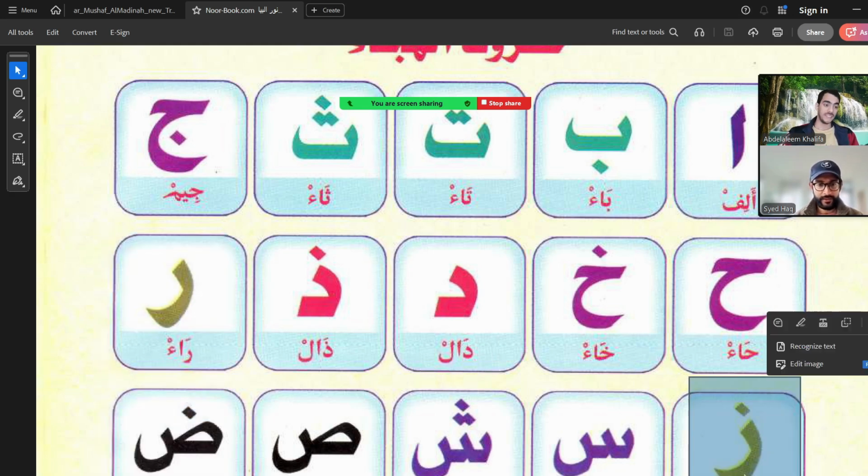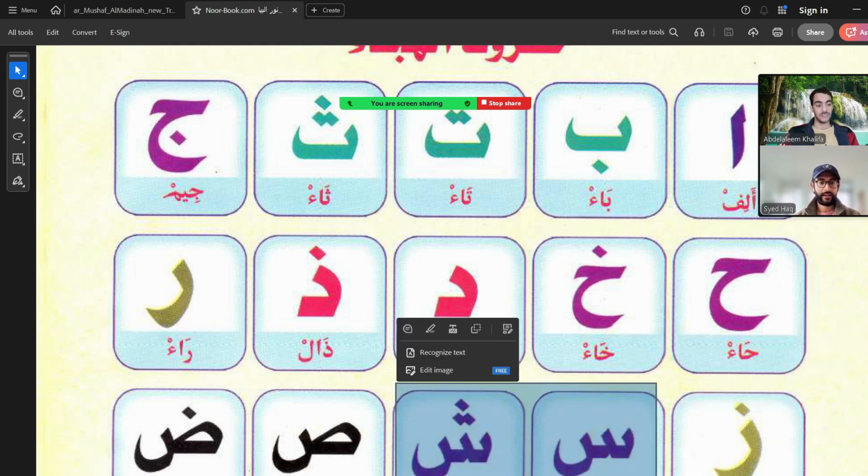Zay. So like the Z in English. And then this is seen, which is like S in English, which is really easy. And the second one is sheen, SH in English. Most of these sounds are in English.